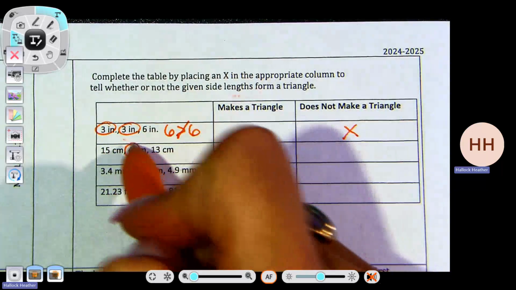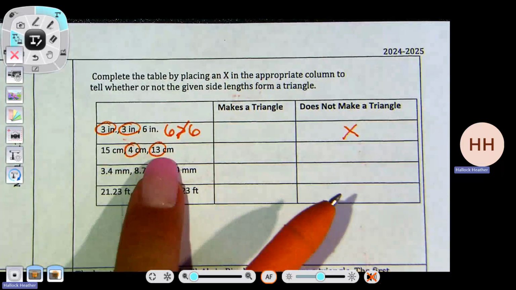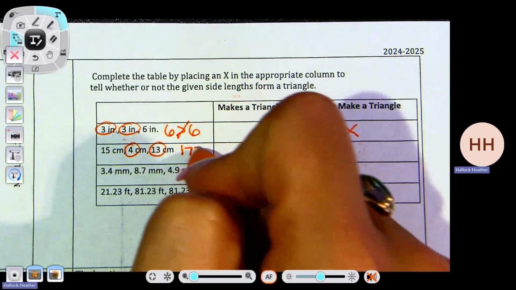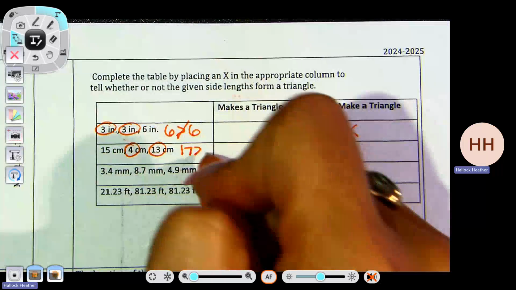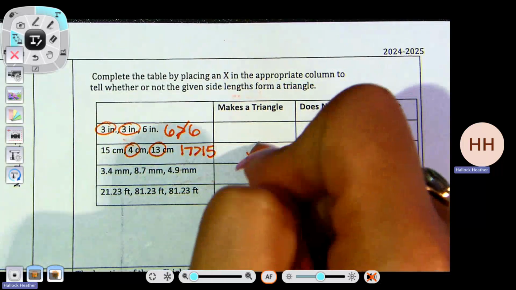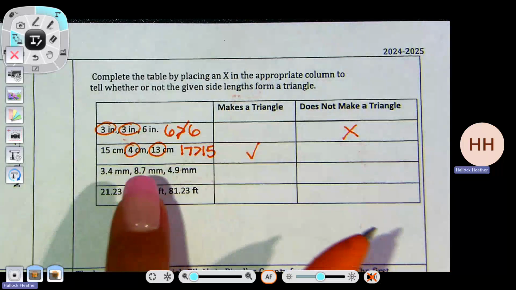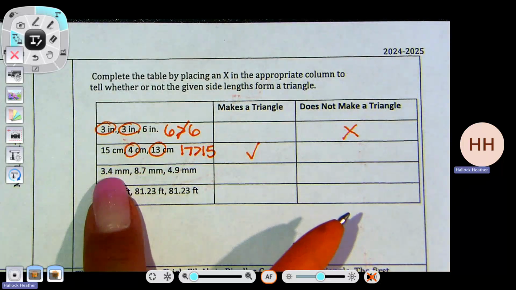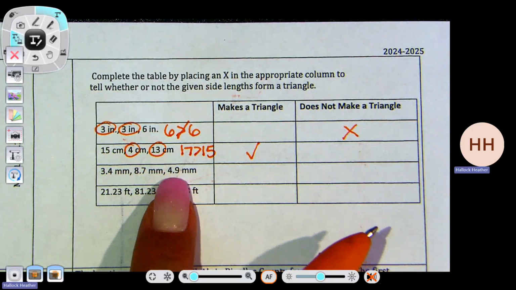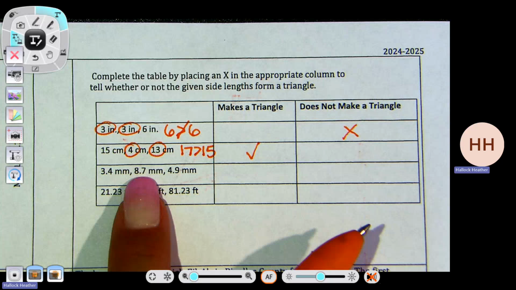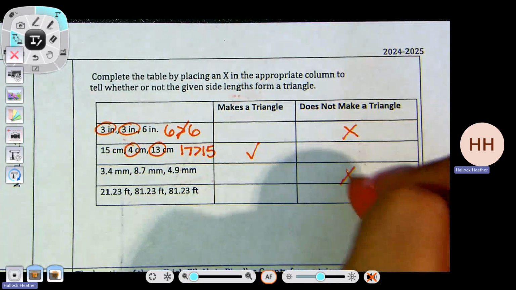If I add 4 and 13, that makes 17. 17 is larger than 15. So that does make a triangle. If I add 3.4 and 4.9 because they're the smallest, that is going to be 8.3, which is not bigger than 8.7. So this is not a triangle.